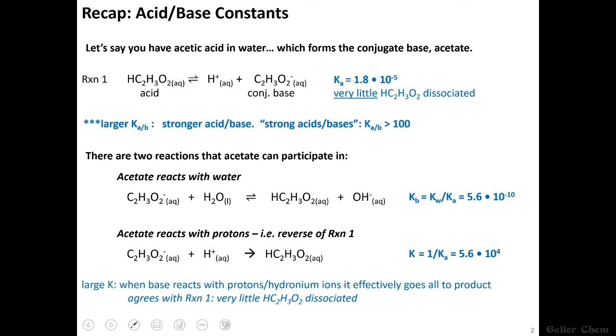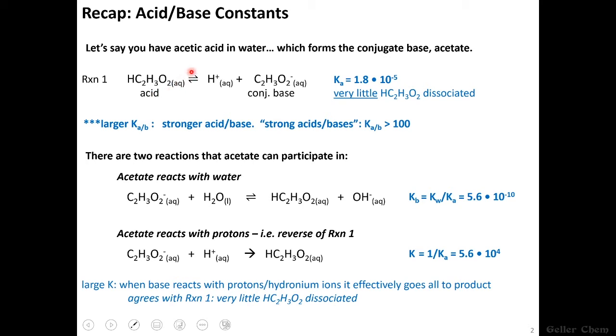Now the other reaction that acetate can participate in is just finding a proton in solution and reforming acetic acid. This is literally just rewriting the first reaction, but in reverse. And we learned that when we write an equilibrium backwards, we just take the original K value and invert it, which gives us a very large value of 5.6 times 10 to the positive 4. That large K tells us that this is a very favorable reaction. And that explains why acetic acid is so weak in the first place.